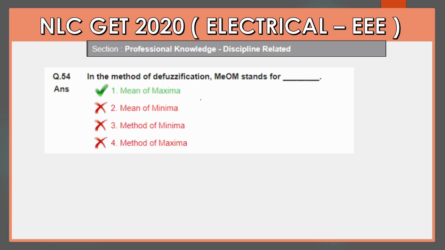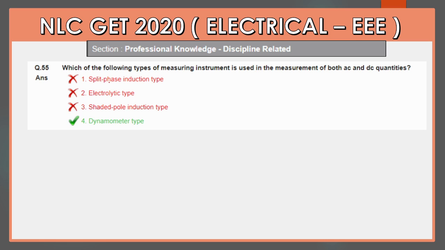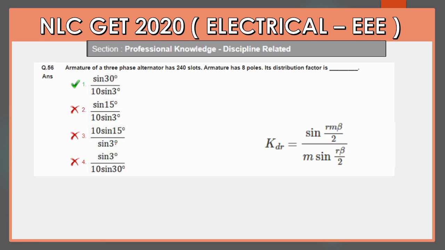In the method of defuzzification, MOM is also that question, mean of maxima. Next question, which of the following types of measuring instrument is used in measurement of both AC and DC quantities? It is also a direct question and easy question also. So the dynamometer type will be the answer.